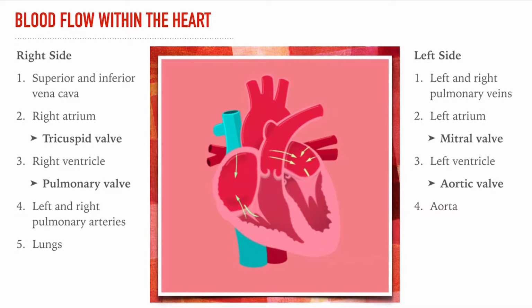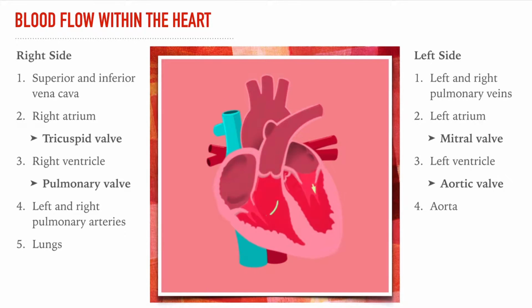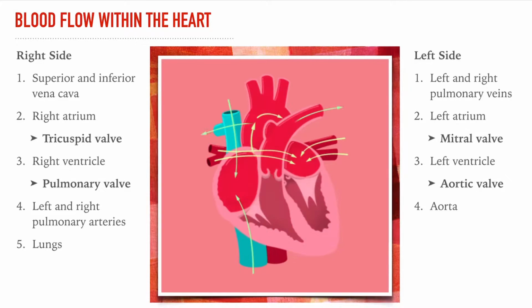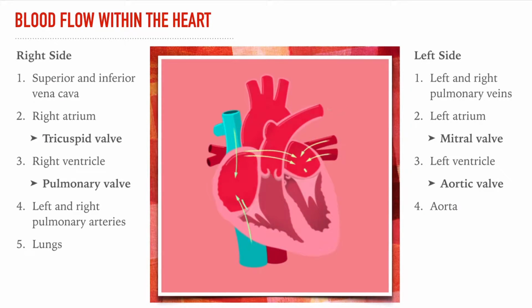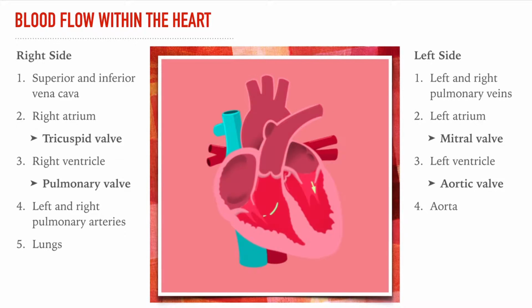As for the left side of the heart, we get the now oxygenated blood from the left and right pulmonary veins, and it is emptied into the left atrium of the heart. As the atrium contracts, blood flows from the left atrium into the left ventricle through the open mitral valve. As the ventricle fills up, the mitral valve closes, allowing the ventricle to contract, which then moves the blood through the aortic valve and into the aorta, where it leaves the heart and goes throughout the body.